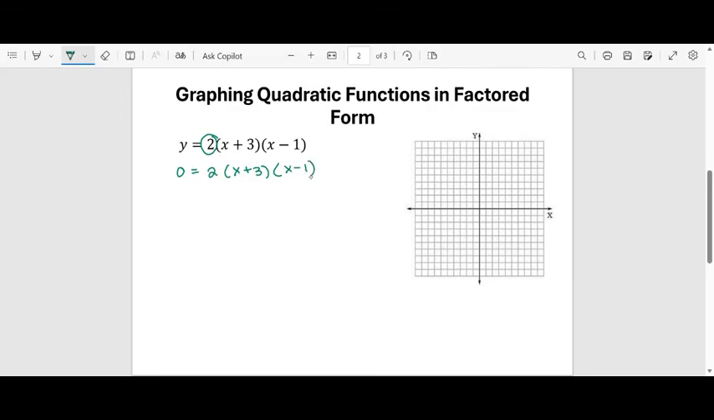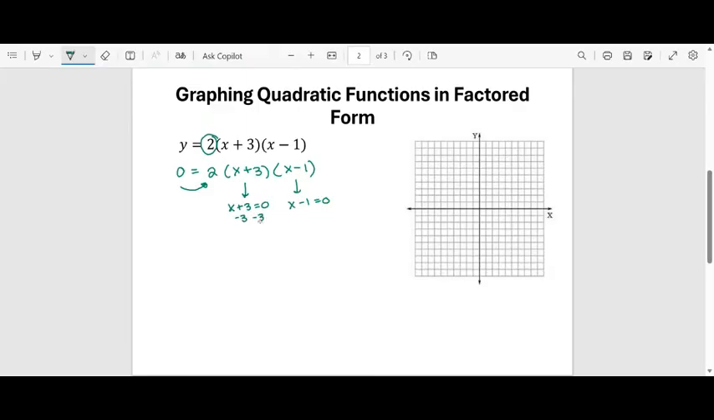Even though we have the 2 there, the 2 actually does not affect the location of our x-intercepts at all. So when we do the zero product property, we're still doing these two set equal to 0, and we're not worried about our coefficient of 2 because the coefficient of 2 just tells us how stretched out our graph should be, nothing else. So you don't need to worry about it when you're doing the zero product property.